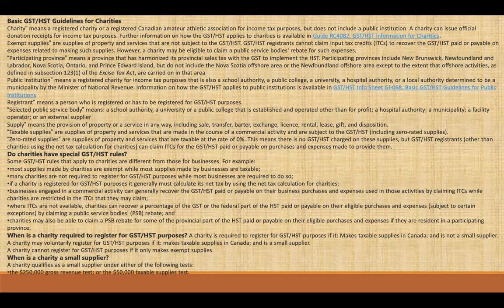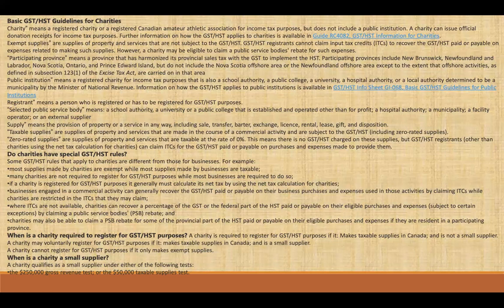Exempt supplies are supplies of property and services that are not subject to GST or HST. So HST or GST registrants cannot claim input tax credits (ITC) to recover the GST paid or payable on expenses related to making such supplies. However, a charity may be eligible to claim a public service body rebate for such expenses.